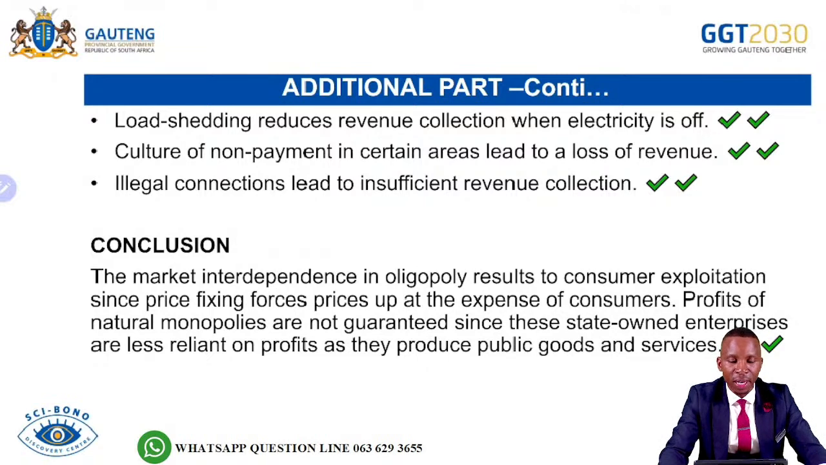Illegal connections lead to insufficient revenue collection. Conclusion: the market interdependence in oligopoly results in consumer exploitation, since price fixing forces prices up at the expense of consumers. Profits of natural monopolies are not guaranteed, since these state-owned enterprises are less reliant on profit as they produce public goods and services.